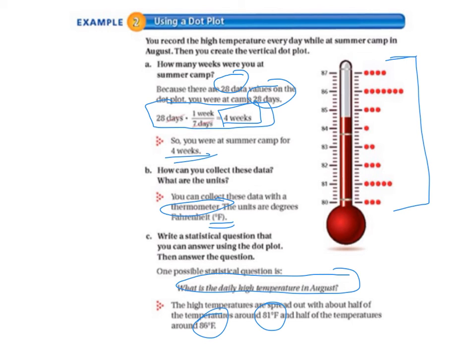And we have a lot, or about half, right around here, around the 81, and the other half right around here. So if you turn your book or the picture sideways, you can see that it kind of looks like there are two peaks. So there's a peak right here at 86 and a peak right there at 81 degrees.